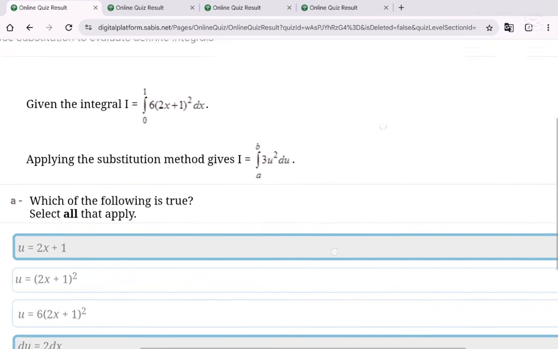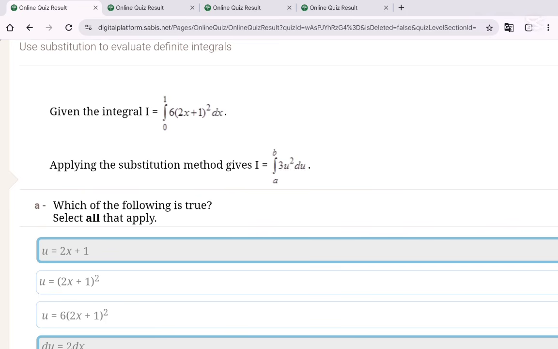What do they mean by the substitution method? First of all, what we notice is that they changed it from dx into what? Into du. So how do we change from dx into du? What you should know is that dx is equal to du over u prime. And in this scenario, what would be the value of u?